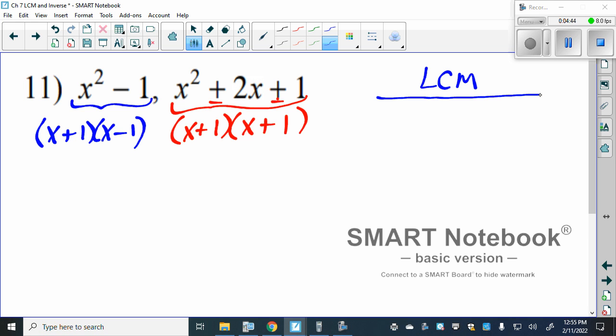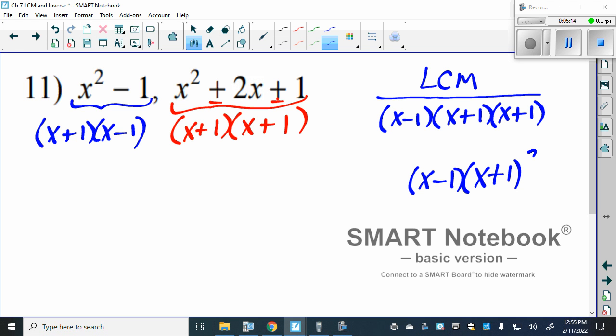So what's something we know we'll need for the least common multiple? We'll need an x minus 1. Yes, we would need 2 of the x plus 1. So we would need 2 of those, x plus 1 and x plus 1. So we get x minus 1 times x plus 1 times x plus 1. Well, if we wanted to simplify it a little bit, we could say x minus 1 times x plus 1 squared. And that's it. That's all we have to do for these here. Any other questions on these?